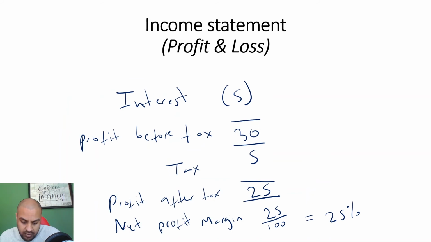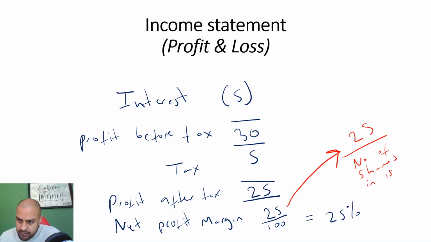Now, after all this cost, one ratio I always like looking at is earnings per share. They use the net profit margin for the earnings per share calculation. All you have to do is take this number, so 25, that's your net profit margin, divided by the number of shares in issue, and that will give you earnings per share calculation. So that's how they work out the earnings per share calculation. It's a useful number to have.